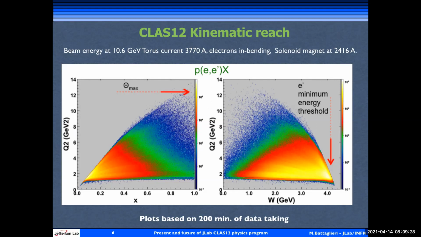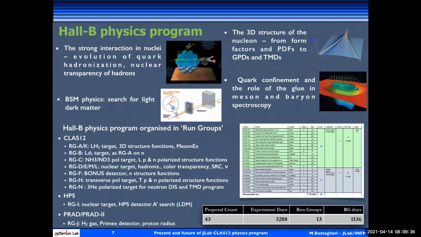This plot is just based on 200 minutes of data taking, so you can imagine we are talking about taking data for years and not days. So you can easily imagine how rich and how complete the kinematic coverage given by CLAS12 is.